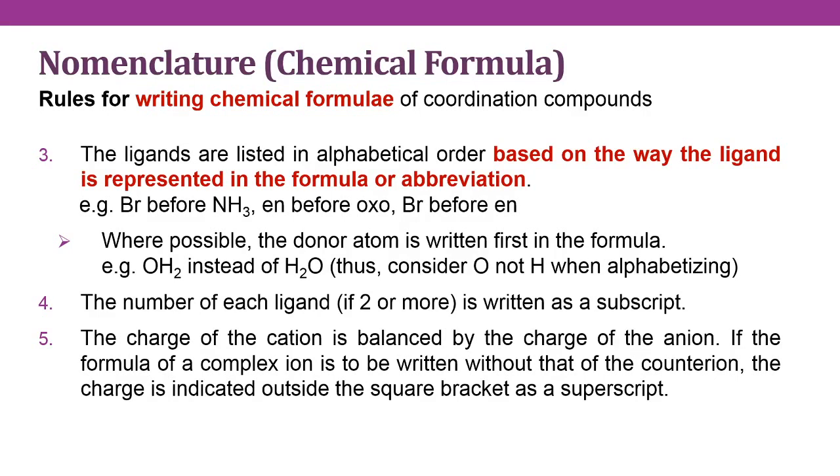Just like in ionic compounds, we use subscripts to represent the number of ligands. If we have two or more ligands, we put a subscript after the symbol of the ligand to represent the number of ligands present. Lastly, if our compound has both a cation and anion, we balance the charges by doing cross multiplication. If the complex ion doesn't have a counter ion, we represent the charge by putting it as a superscript outside the bracket. And that's how you write the chemical formulas of inorganic complexes.